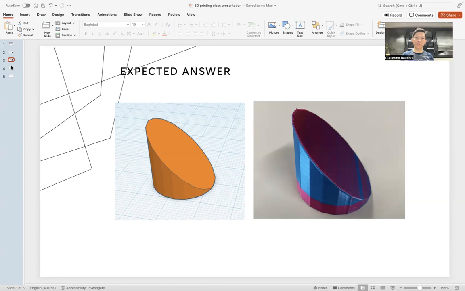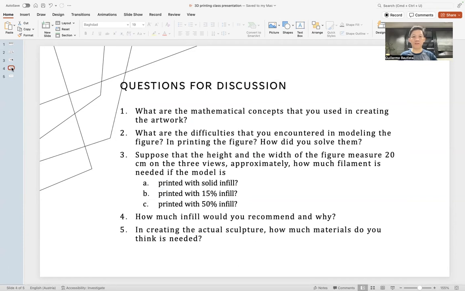The students can, of course, model the object using any modeling software. They can use Tinkercad, GeoGebra, Blender, or any 3D modeling software. After the students model the object and they are correct, we have to discuss the mathematics of the project. One, what are the mathematical concepts that you used in creating the artwork? Two, what are the difficulties that you encountered in modeling and printing the figure, and how did you solve them?